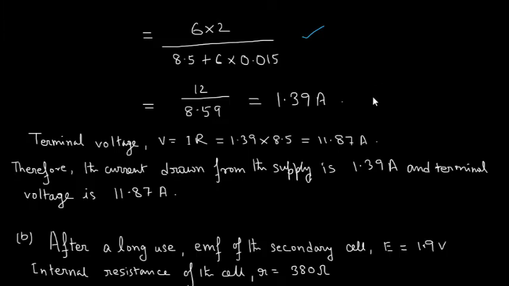Upon solving, we get 12 upon 8.59. Upon solving, we get 1.39 ampere. Terminal voltage V is equal to IR, that is I is 1.39 into R is 8.5, that is 11.87 volt. Therefore, the current drawn from the supply is 1.39 A and terminal voltage is 11.87 V.